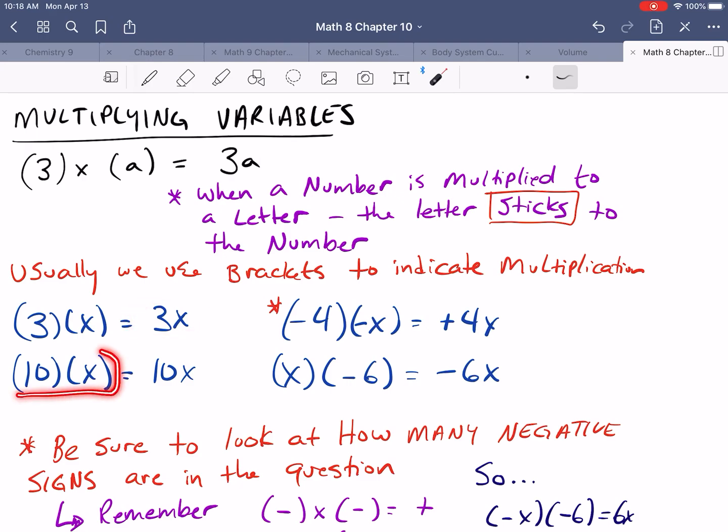3 bracket x bracket is 3x, 3 times x. 10 times x here is 10x. Negative 4 times negative x: a negative times a negative always turns into a positive, so this answer is positive 4x. We can treat this x as if there was a negative 1 inside the brackets whenever you don't see a number there. So it's like saying negative 4 times negative 1, which turns into positive 4, and that's why the answer is the way that it is.